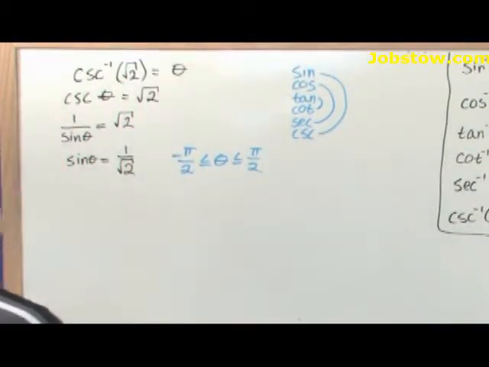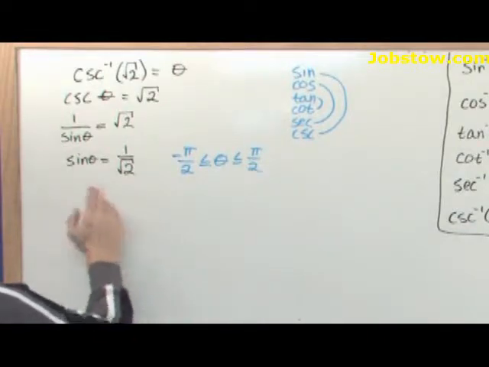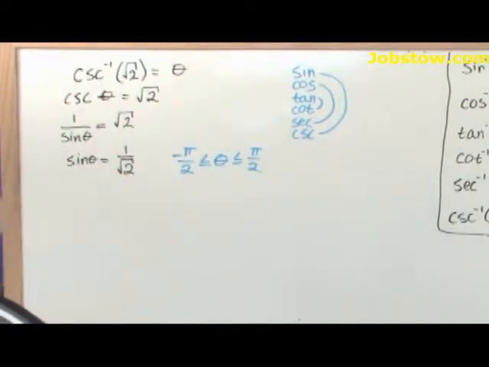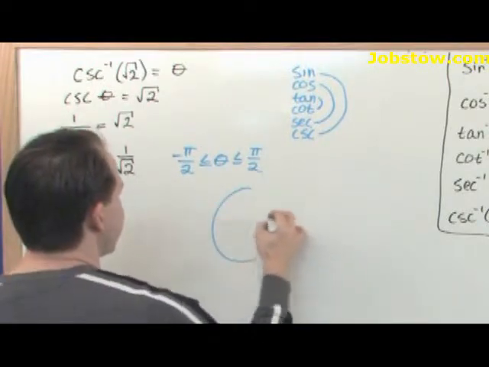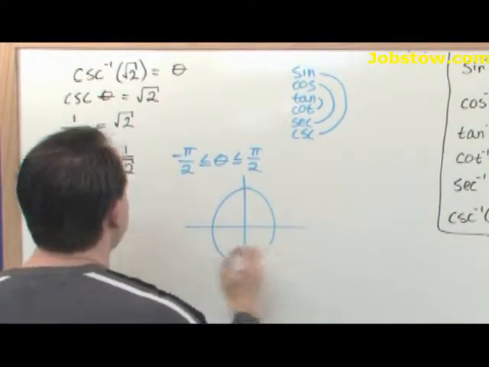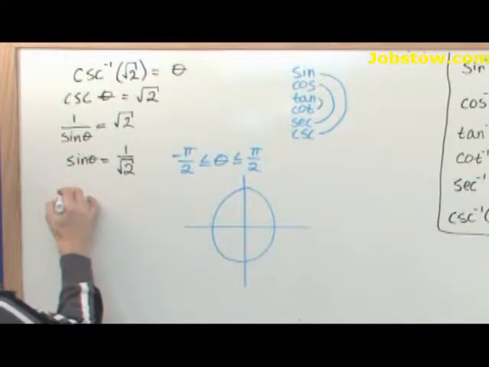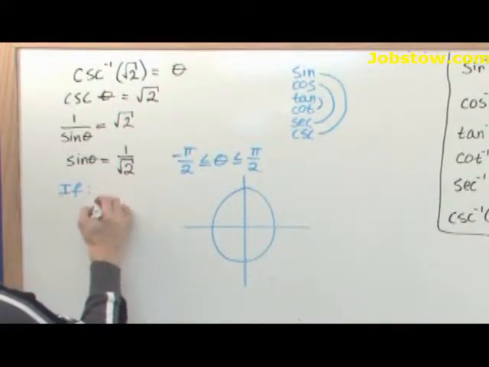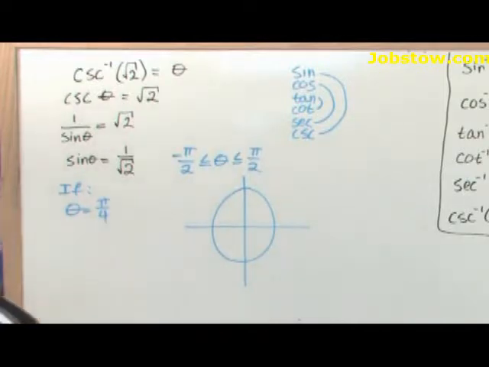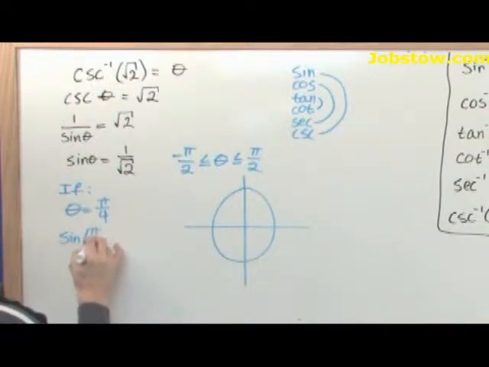So all I have to do now is work my way around the unit circle, find an angle that does this, and that angle needs to fall between this range. First I'm going to draw a little unit circle here because it's always a good reference to have. And I'm going to say, what if theta is equal to pi over 4? What happens if theta is equal to pi over 4? Well, then I'll have sine of pi over 4.